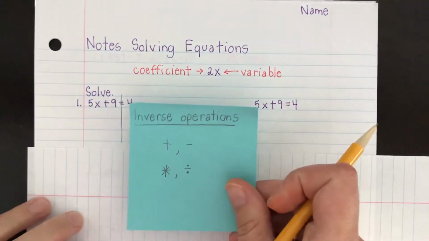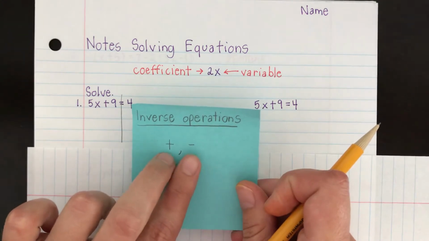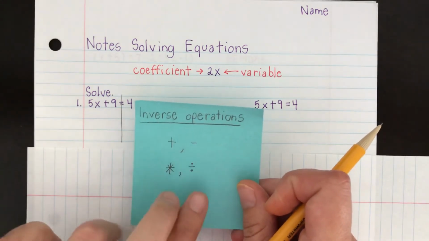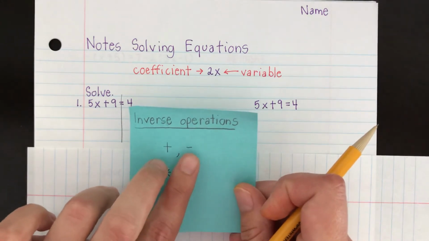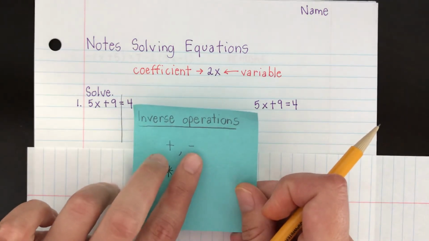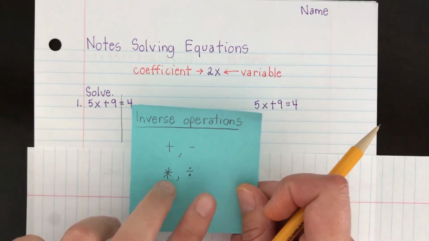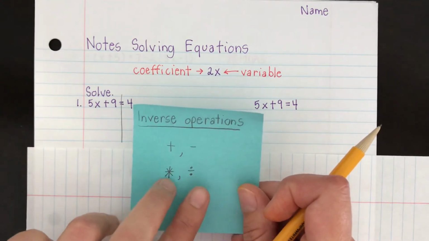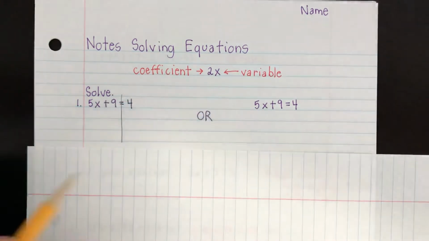Well, first, you don't have to write this, but I do want to remind you that we have these things called inverse operations. Addition and subtraction are inverses, and multiplication and division. So if I've got plus and I want to get rid of it, I'm going to subtract. Likewise, if I've got minus and I want to get rid of it, I'm going to add. And then vice versa here. If I've got times and I want to get rid of it, I'll divide, and then vice versa. So I just want to remind you of that really quick.